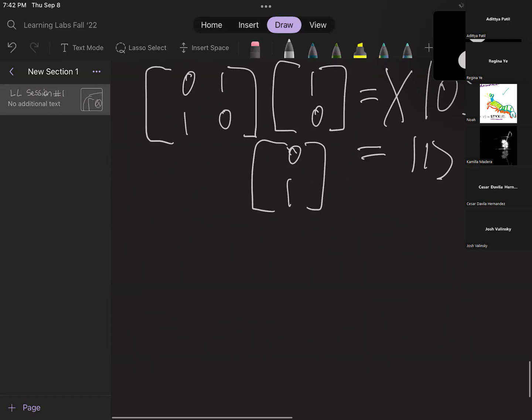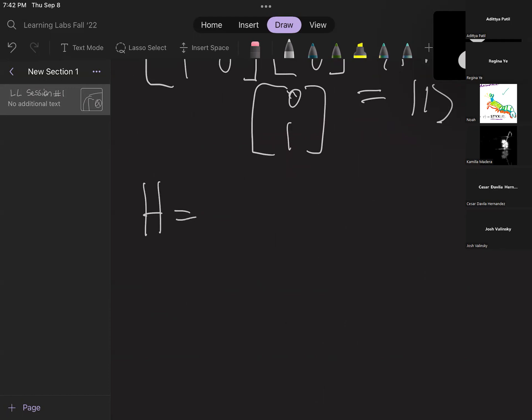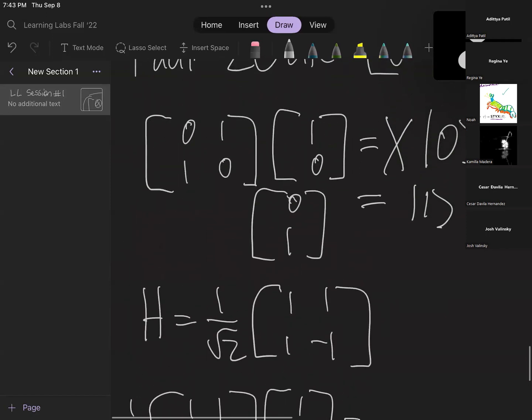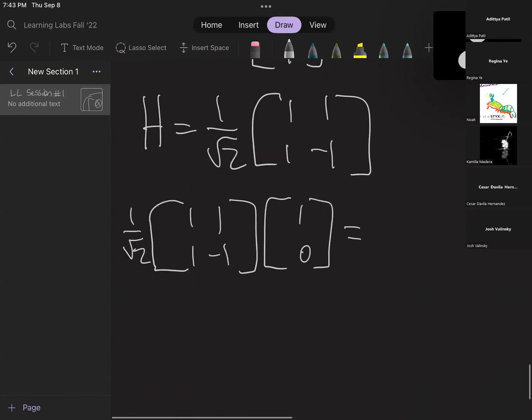Another really important one we'll see is the one that takes qubits into superposition. This uses the Hadamard matrix, which, thank God, I remember: 1 over square root of 2 times 1, 1, 1, negative 1. This is what takes qubits into superposition. Applying it to the 1, 0 state gives us the plus state, which is 1 over square root of 2 of 1 and 1.